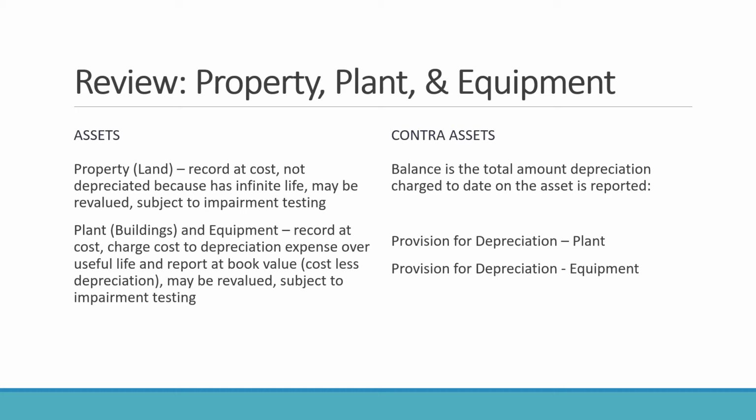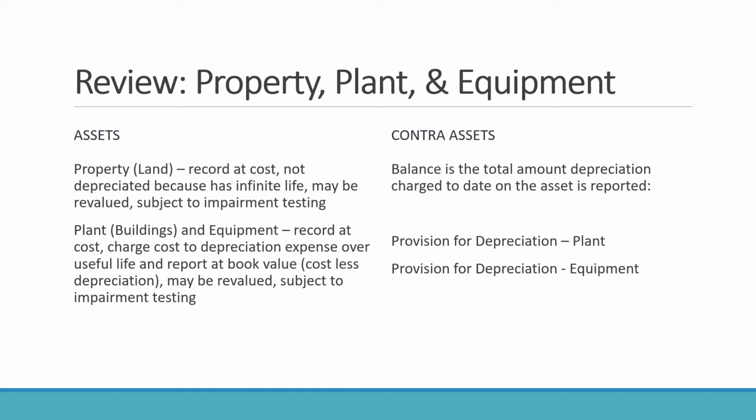Plant or buildings and equipment are other types of long-term tangible assets. They get recorded at cost. Plant and buildings are going to wear out. We are going to have to eventually replace them. They have a useful or a finite life. So like we did with the patent, we're going to take the cost of that asset and charge it off to depreciation expense in a systematic manner.